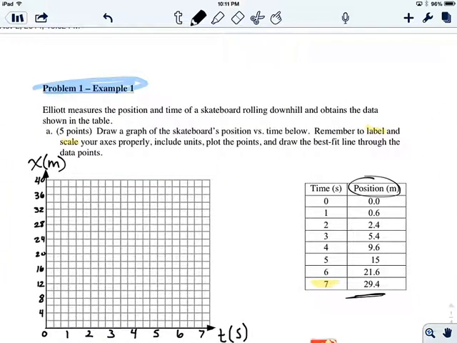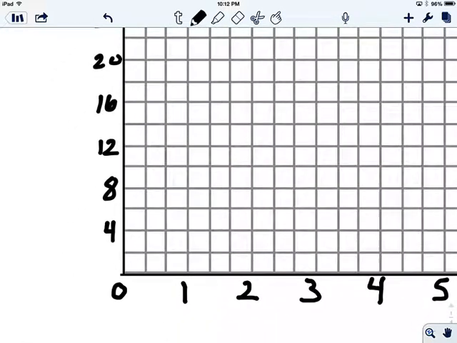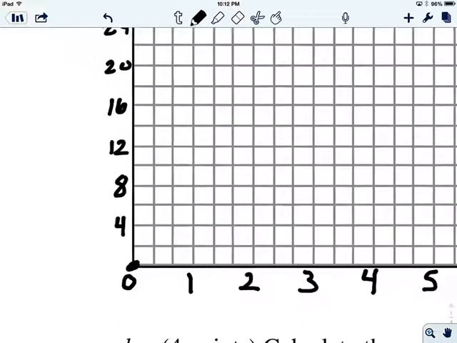Label and scale the axes properly. Now it says, oh, and include units. I did that because I got meters and seconds on there. Now it says plot the points. This is the easy part, guys, okay? So I know I'm going to start off at 0, 0. So I'll mark that off and go 0, 0.